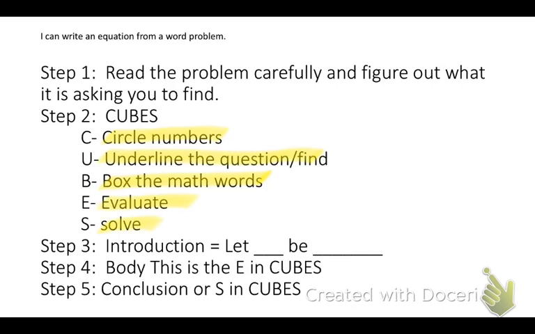Now, since you guys are 8th graders, we are adding all of step 3, 4, and 5. We didn't do these last year because you weren't 8th graders. So 8th grade, you have to learn to write the introduction. The introduction is this sentence right here. Let blank be blank. And this will make more sense in just a second, so please just write it down. The body is the E in the cubes where you're evaluating, you're showing your math work, okay? And then the conclusion, or the S in cubes, you're solving for it.